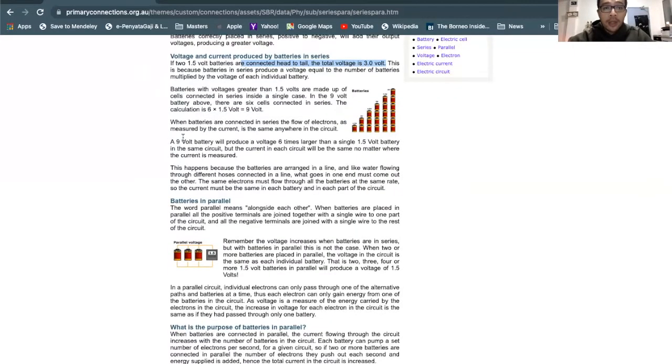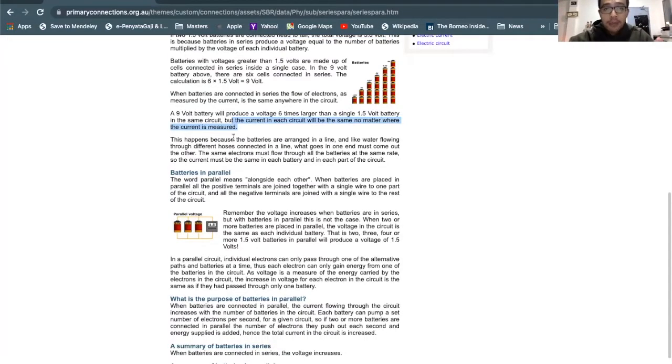Now, a 9-volt battery will produce a voltage that is 6 times larger than a single 1.5 volt battery. That's normal. But the current in the circuit will be the same. Whether it is 1.5 volts or 9 volts, if the label on the battery says 500 milliamps, for example like the one just now, the current produced is still the same, no matter how many batteries you put in.